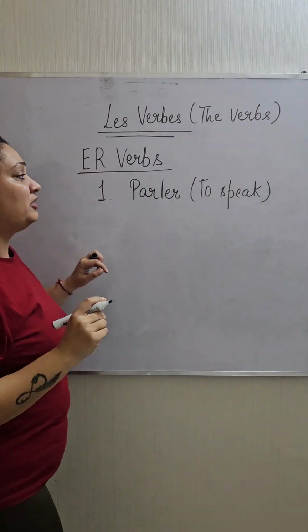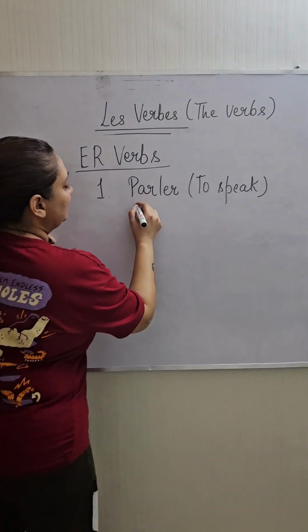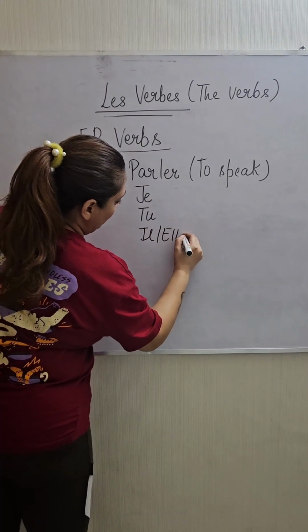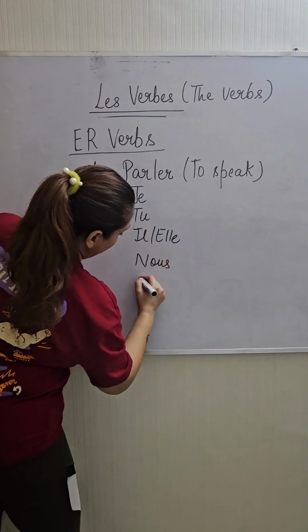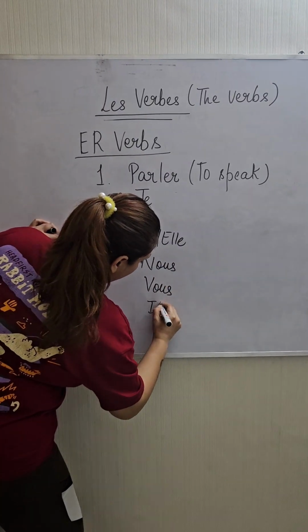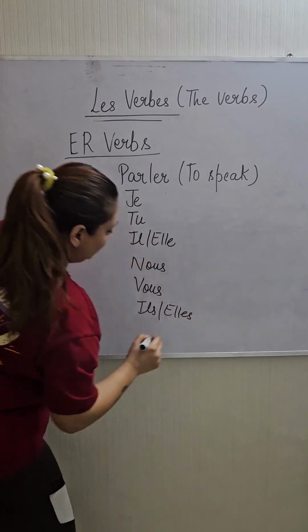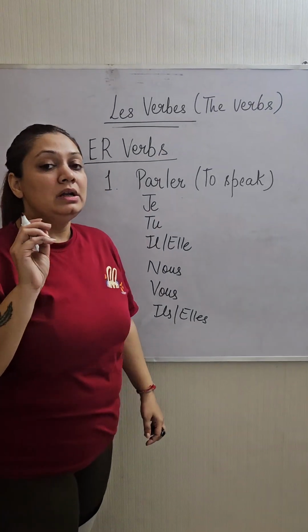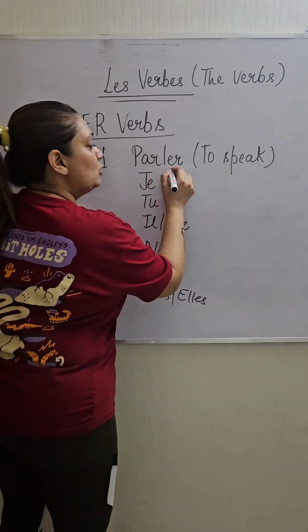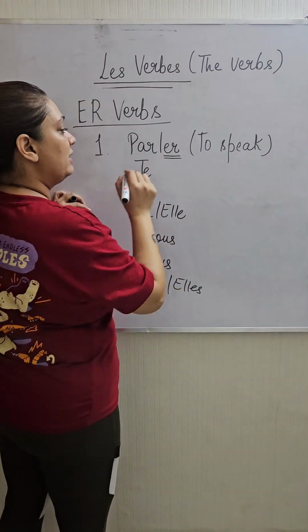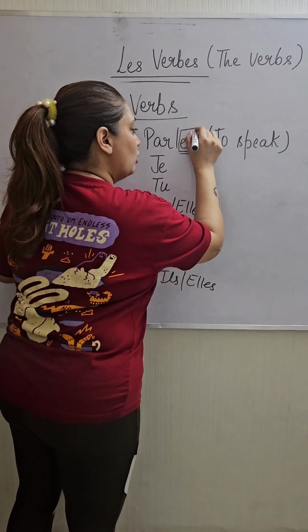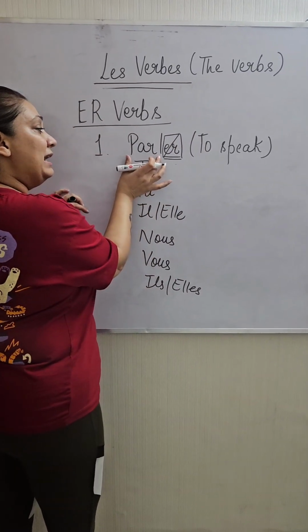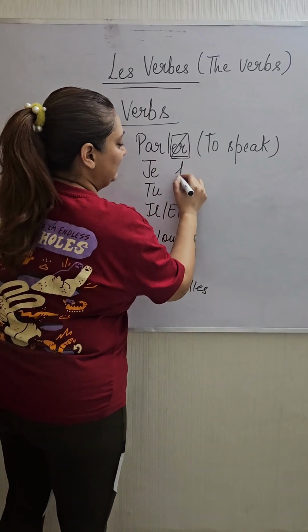Now what I'll do is, for conjugating any verb, the first thing I have to do is write the subjects. So I'm going to write all the subjects. So what I've done, I've written all the subjects. Now there is a trick for learning ER verbs. I'll underline this ER and I'll remove this ER and I'll pick up the prefix. Prefix is parl.